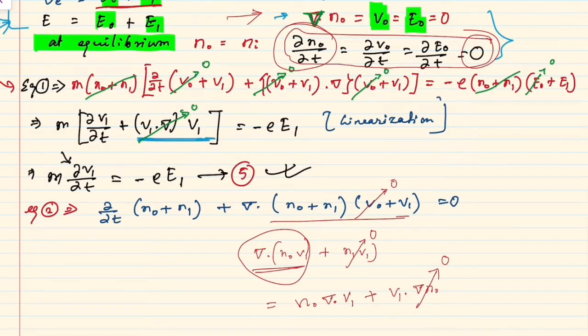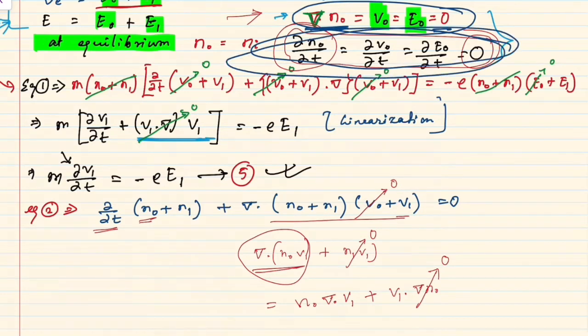Here we have already got del n naught equal to 0, and the derivative of n naught with respect to time is also 0. Here we have got this relation.